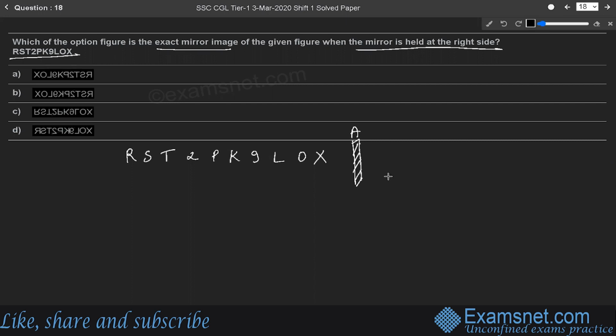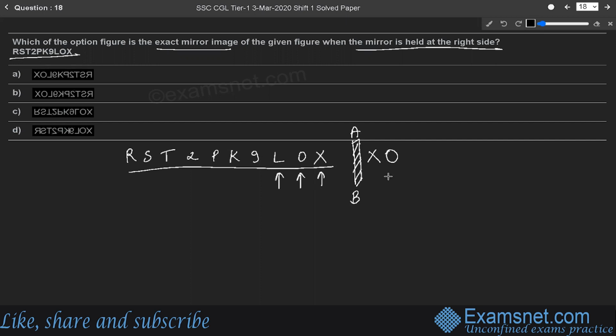Let us name it as A and B. Now we have to find the mirror image. In simple words, mirror image is the reversed image of any object. So consider all of them as objects. The first object is X. When X is placed in front of a mirror, its reverse image will be this. When O is placed in front of a mirror, its reverse image will be this. For some objects, the reverse image is also the same, but it is not applicable for all the figures.